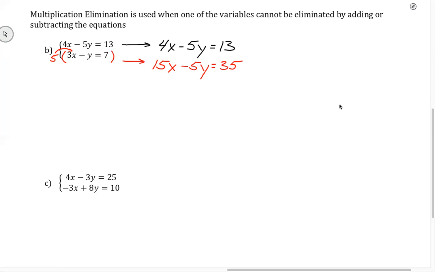Now do you see that the y's are the same? Mike, do you see that they're the same? The y's? So, same subtract. So I'm going to go ahead and box in my y's. And I'm going to subtract these two equations. So that's going to give me 4 minus 15, that's -11. These cancel. 13 minus 35 is -22.